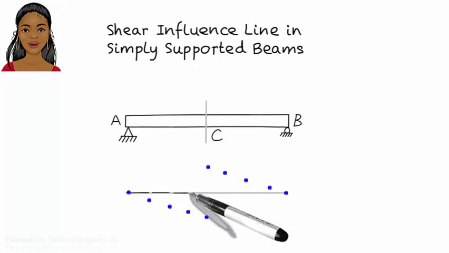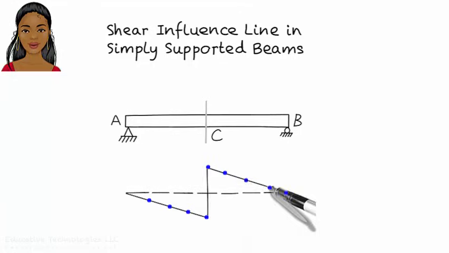then graph shear as a function of load position, we would get this diagram. The diagram tells us that shear at C decreases linearly, from 0 to a negative value, as the unit load moves from A to C. At C, there is a jump in shear value from negative to positive. This means that when the unit load is just to the left of C, shear at C is negative, and when the unit load moves over just to the right of C, shear at C becomes positive.